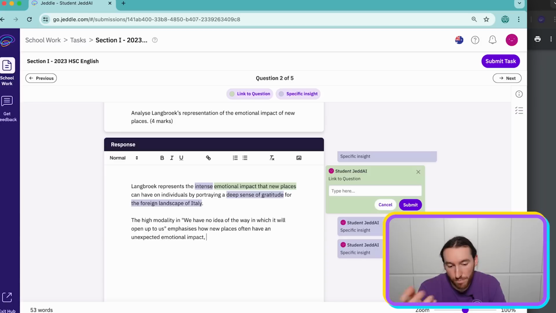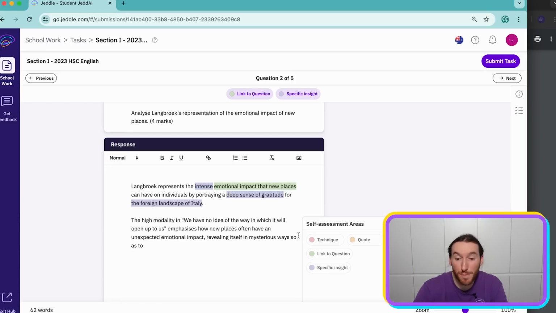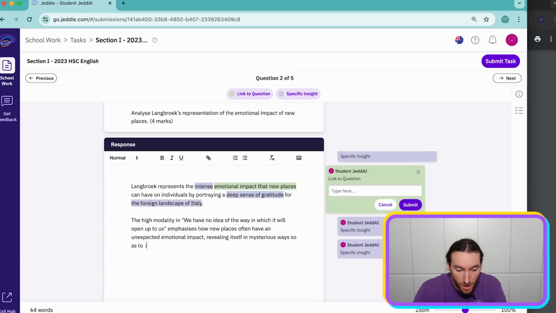And then we could say, because it says in which it will open up to us, revealing itself in mysterious ways to inspire. Revealing itself in mysterious ways so as to inspire. I'm connecting this to a specific emotion. I'm going to try and do that each time. So as to inspire curiosity and wonder. Now, I don't usually like lists in here, but I'm just going to put a couple in to show you that there are some specific emotions you can tie this to.